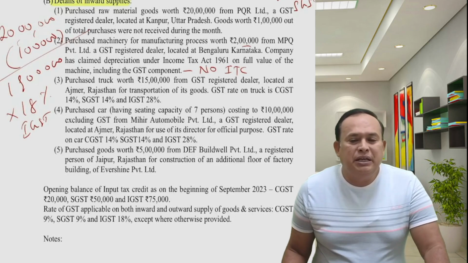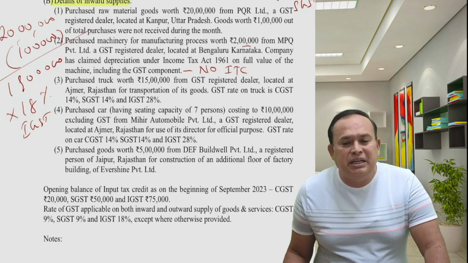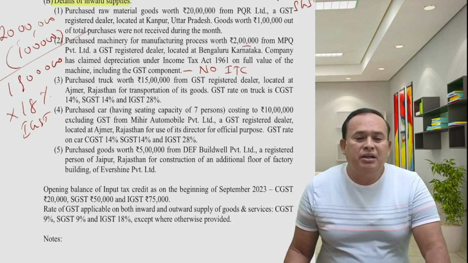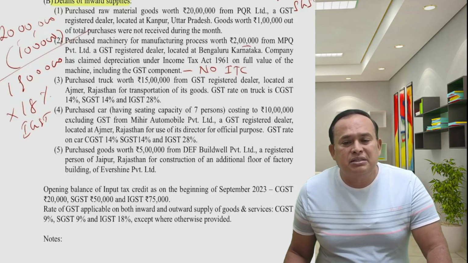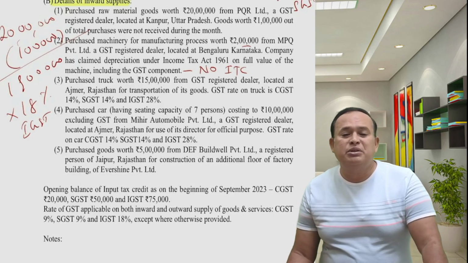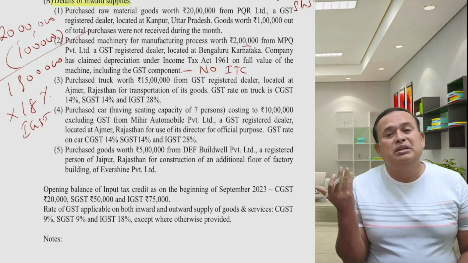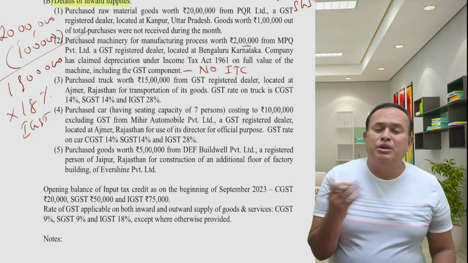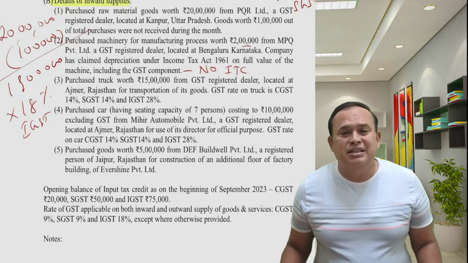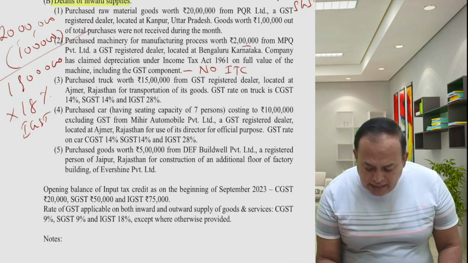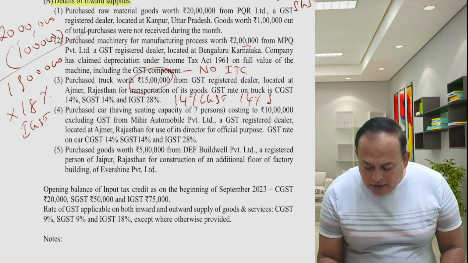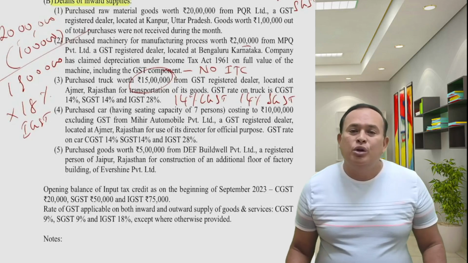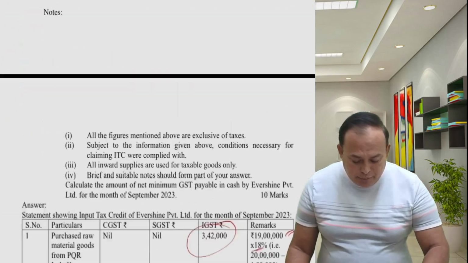Further, point number 3, purchase of a truck worth rupees 15 lakhs from the GST registered dealer located at Ajmer, Rajasthan for transportation of its goods. GST rate on trucks is CGST 14%, SGST 14%, IGST 28%. Intrastate supply of a vehicle for transporting goods is allowed to claim input tax credit. In that case, on 15 lakhs, intrastate supply CGST 14% and SGST 14% is applicable and qualifies for input tax credit, which I am presenting here.